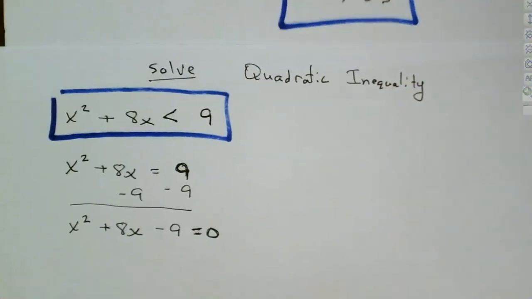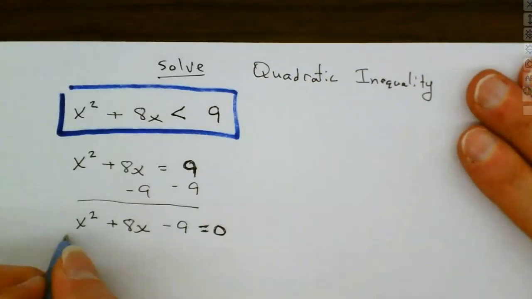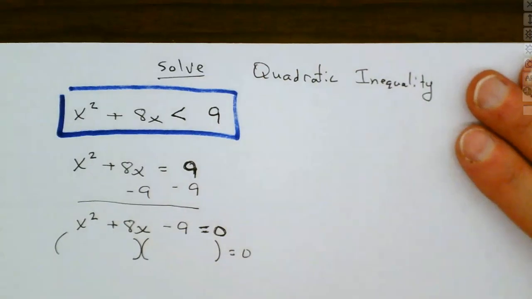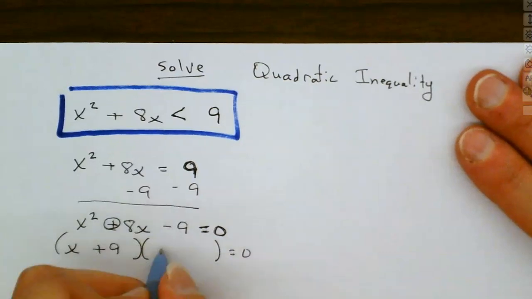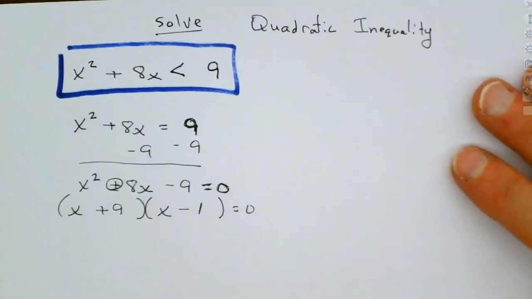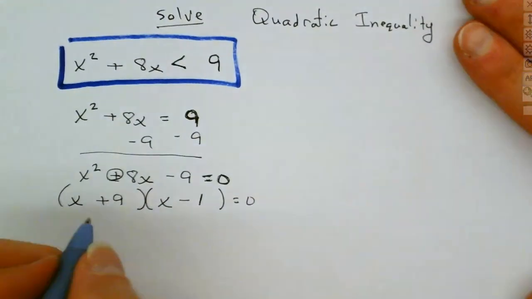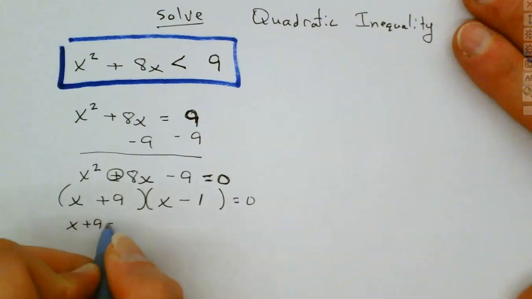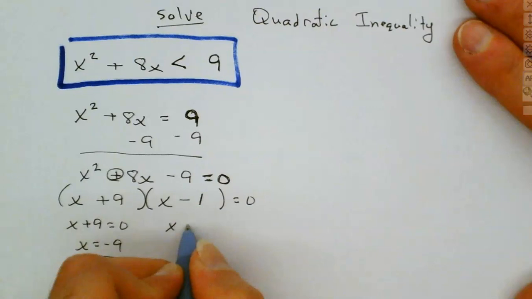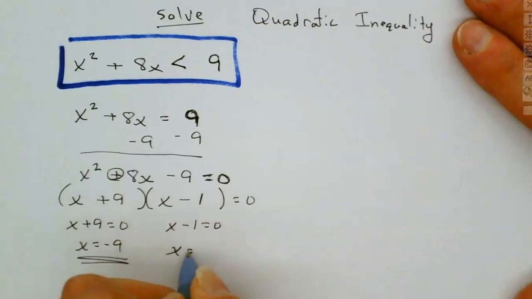And once we're at this step, now we should have no trouble factoring. And what's that going to factor into? Yep, so positive in the middle. So we need an x plus 9, it looks like, and an x minus 1, isn't it? Okay. And x plus 9 equals 0, so x equals a negative 9. And x minus 1 equals 0, so x equals 1.